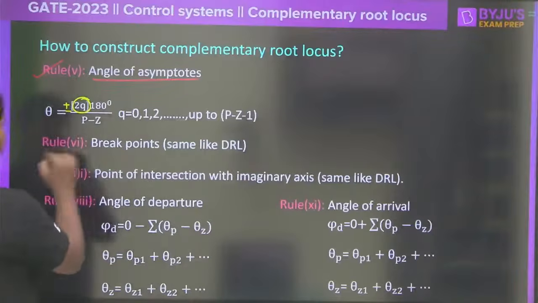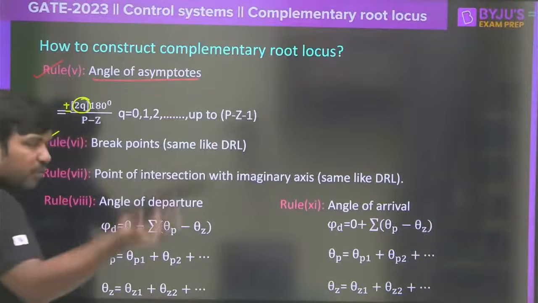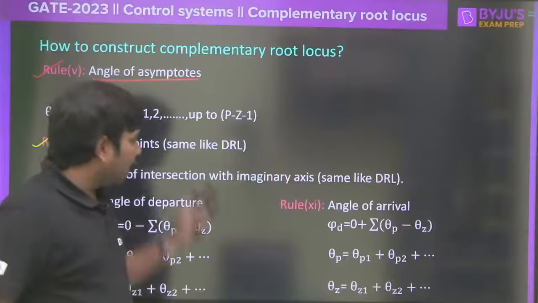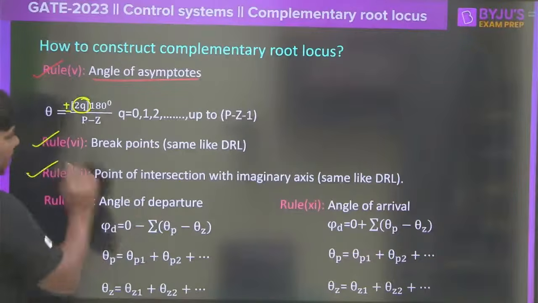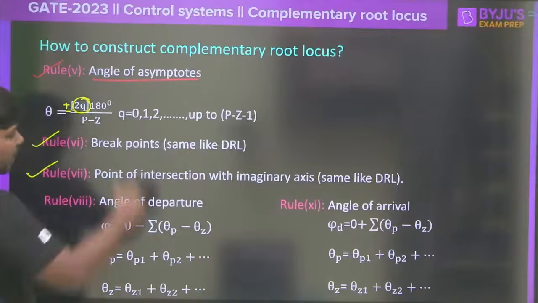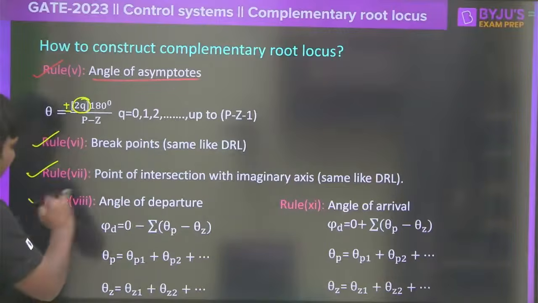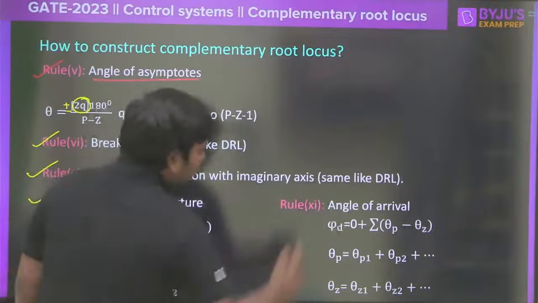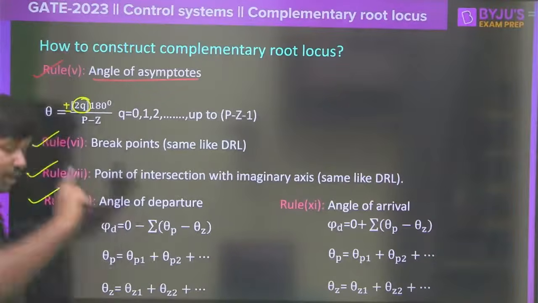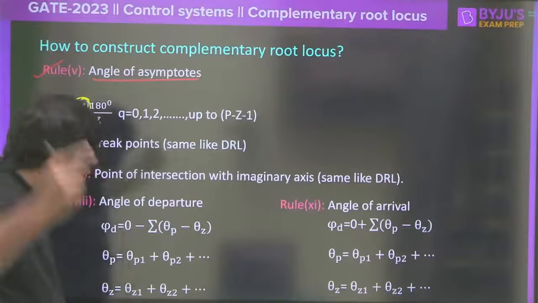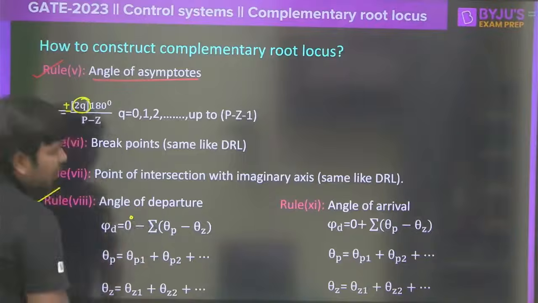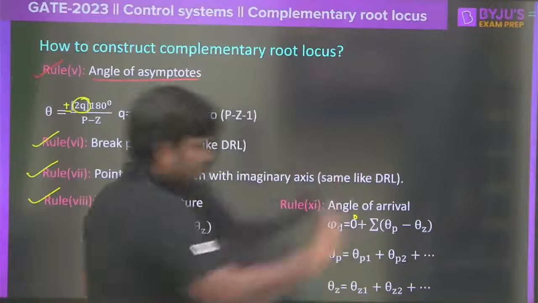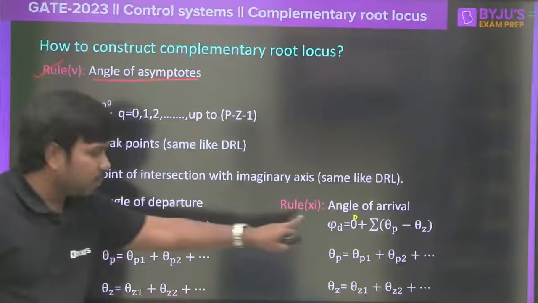Now, break points, and this rule is the same as what we have done previously. The procedure is the same and understanding that is also the same, right? Now, what comes to the most important is intersection with the imaginary axis, that is also the same as the previous case. Only here, the angle of departure and angle of arrival. In case of direct root locus, we use 180 degrees minus this. But here we use 0 degrees minus this, and here we take 0 degrees plus this. Clear? So instead of 180, we will take 0 here.